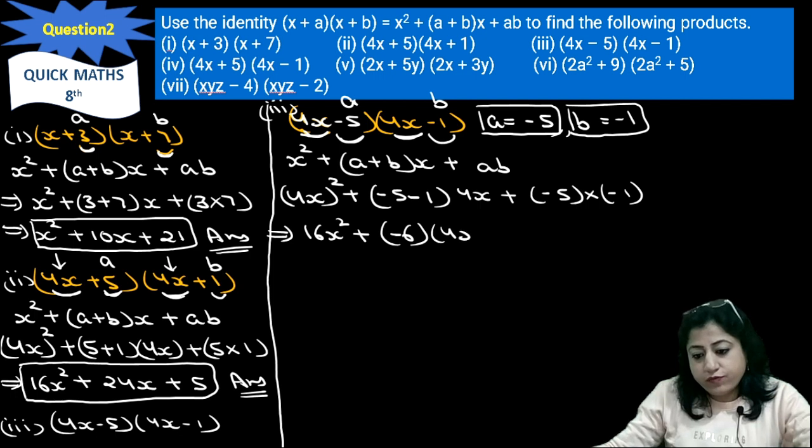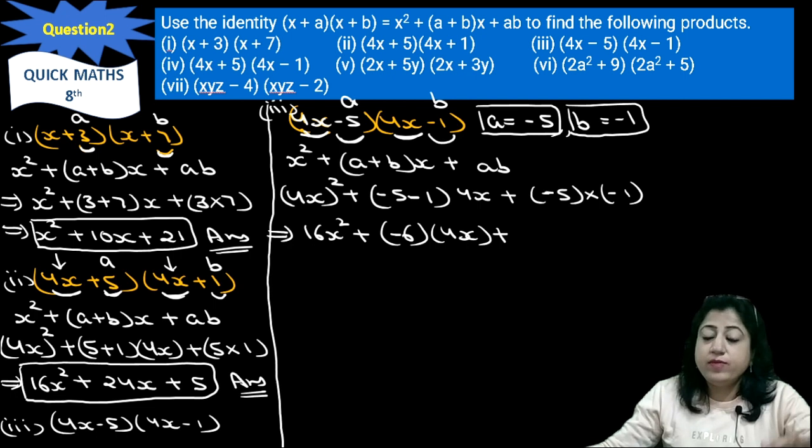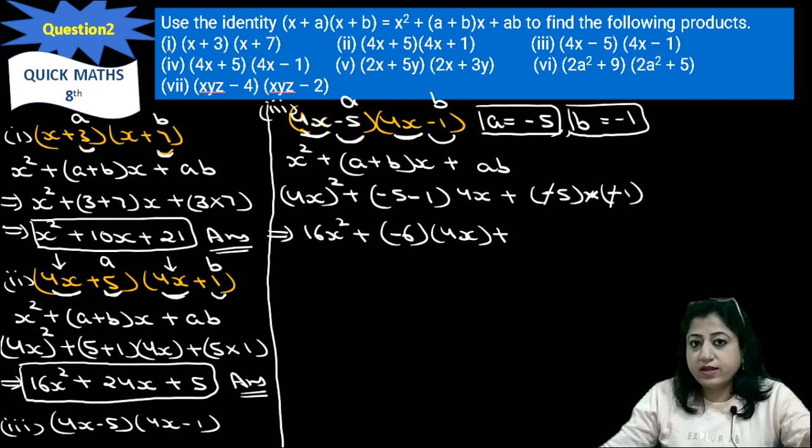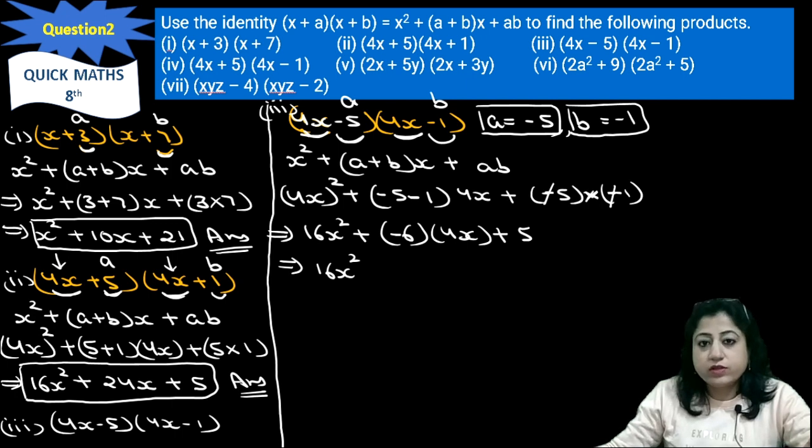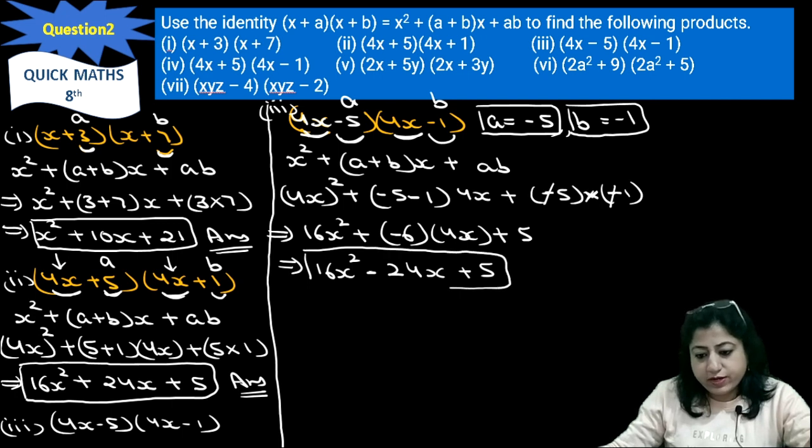Minus 6 into 4x. Plus, now in case of multiplication, the pair will be cancelled out. Sign minus will be cancelled with the minus, because in the case of multiplication, if the number of minus signs is even, then there will be a pair and they will cancel out each other. So 5 1 the 5. So it will be 16x square. Now 6 4 the 24, 24x along with minus sign. So it will be minus 24x plus 5. So this is the required algebraic expression.